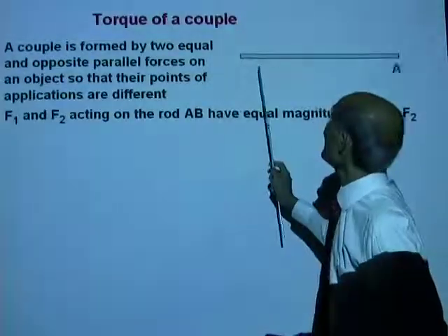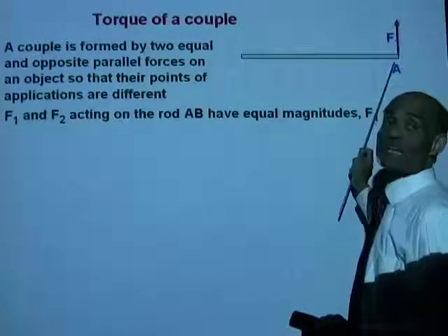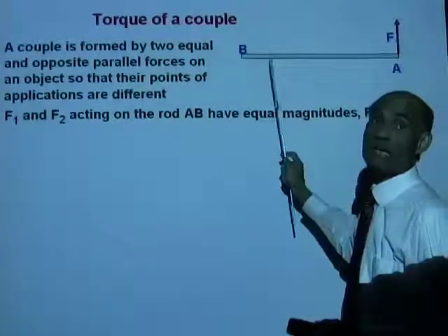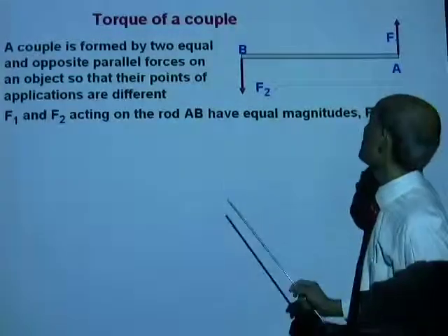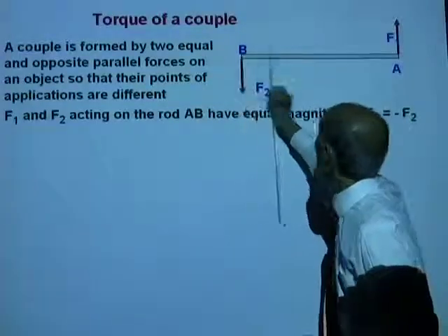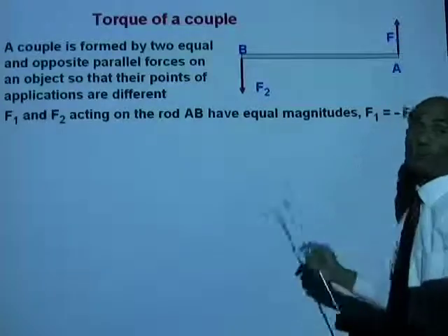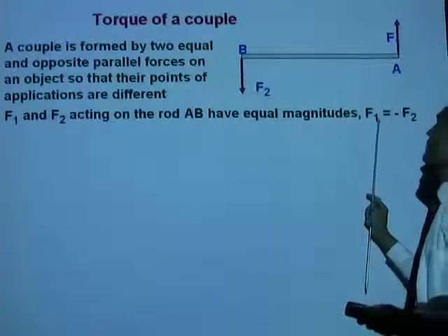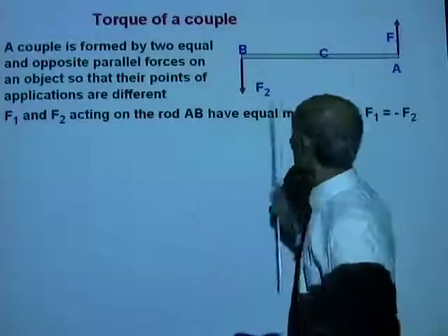F1 and F2, here we have an object. A force F1 is acting at point A and a force F2 is acting at point B. They have equal magnitudes, which means the lengths of the arrows are exactly the same, but they are oppositely directed. F1 equals negative F2.